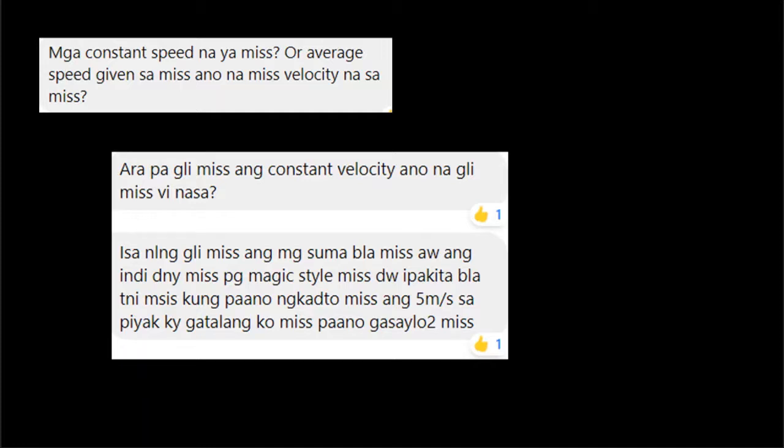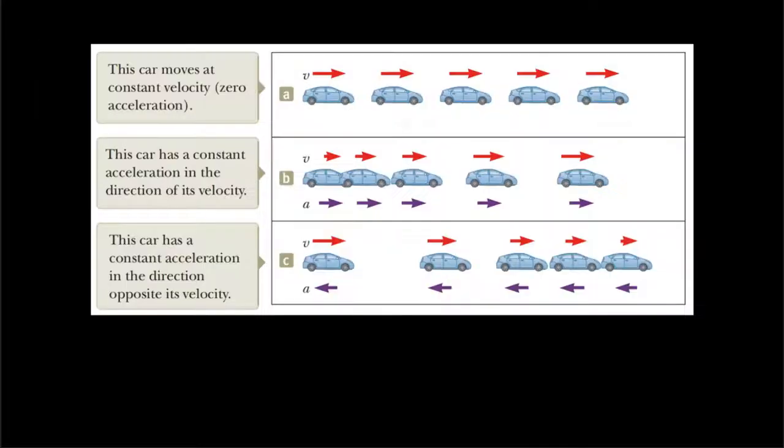Okay, next question. So, mga constant speed, average speed, constant velocity. So, as you remember, speed and velocity, they're quite the same. Instead, the other is vector, the other scalar. So, how do you identify that? Now, we have here an image. Halin siya sa PDF naton. This car moves at constant velocity, therefore zero acceleration.